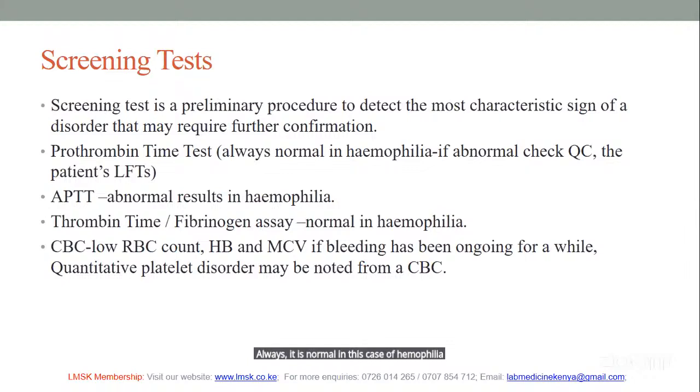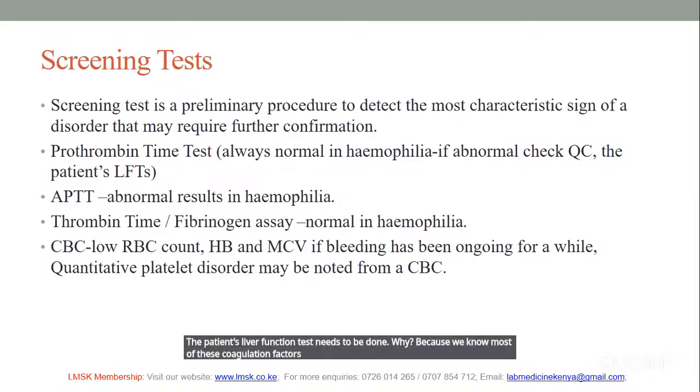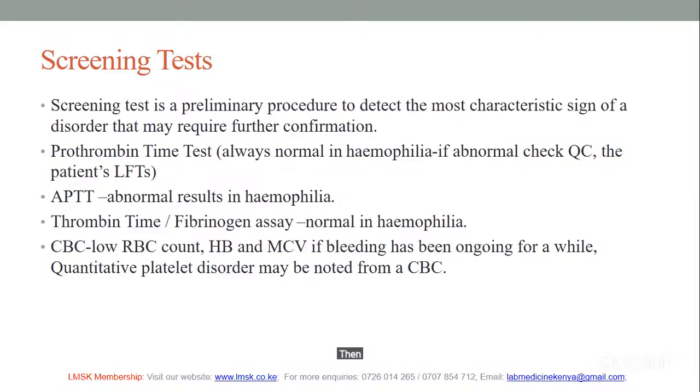If it is abnormal, then you are required to check your QC. The patient's liver function test needs to be done. Why? Because we know most of these coagulation factors are synthesized in the liver. Then you will do the activated partial thromboplastin test, which is always abnormal in cases of hemophilia. Thrombin time or fibrinogen analysis is always normal in hemophilia.